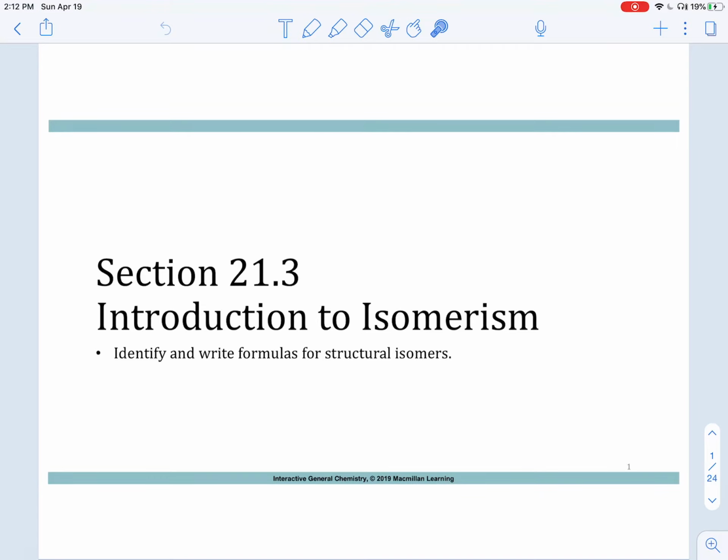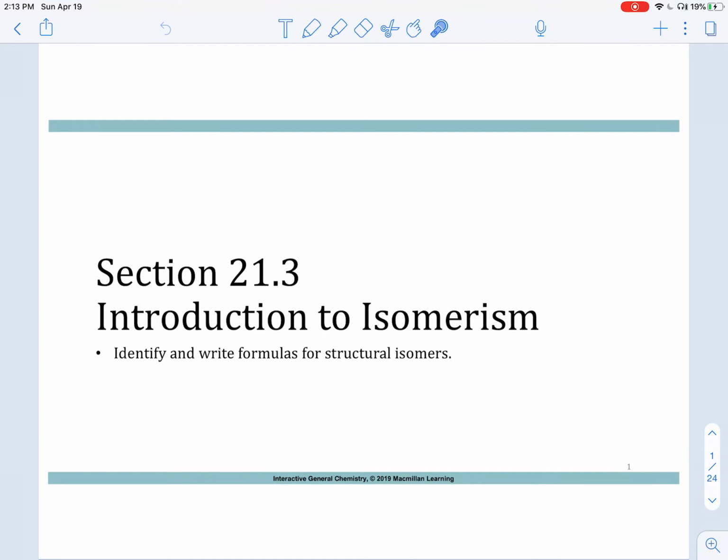Welcome back, Gen Chem, to section 21.3. And today we are going to dive into the world of structure and structural differences between compounds with the same chemical formula. So this can be very important to reactivity, our bodies, etc.